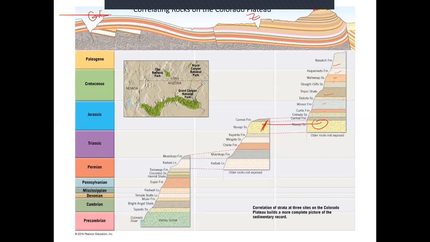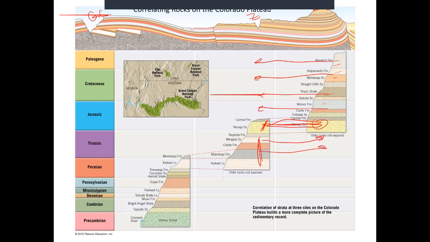So it allows us to draw this time equivalency. What it allows us to do is say these rocks were likely here at one point in time and have since been eroded away. At the same time, these rocks down here are likely buried underneath here, just not exposed yet. And additionally, the oldest exposed rocks at Zion correlate to the youngest rocks still exposed at Grand Canyon.